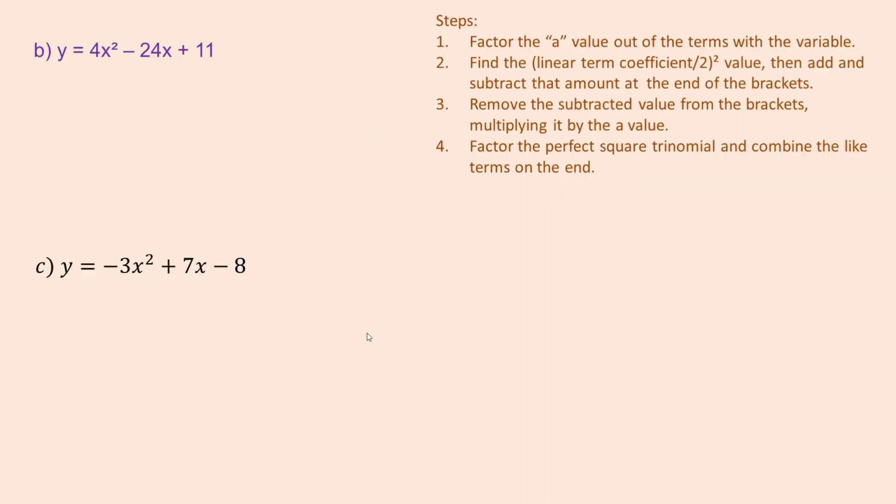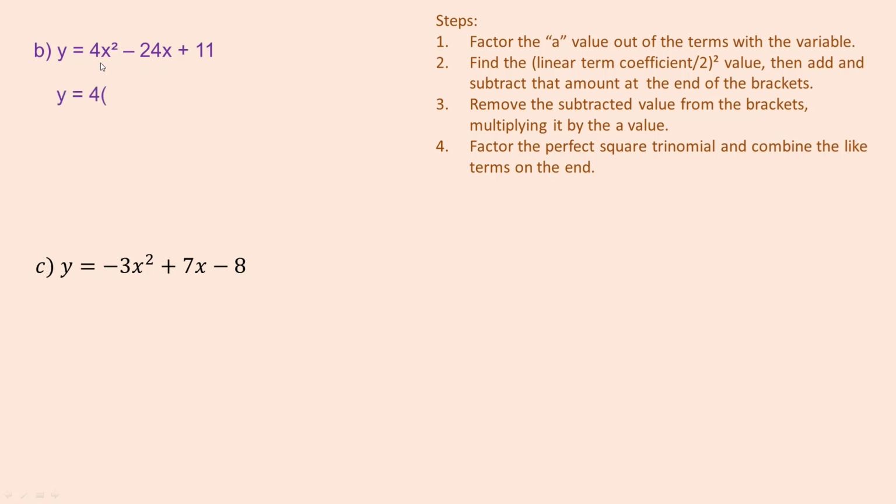So let's flip over to the second slide. In this one, the main way that the second example is different from the first is the a value isn't 1 anymore. I've got a 4 here. So we're going to factor the 4, the a value, out of the terms with the variable. Now, you don't factor it out of the 11. You actually could, but that makes it more complicated, so don't bother. Even if that was something like 12 that 4 would factor out easily, don't bother. So you only factor it out of the parts that have variables.